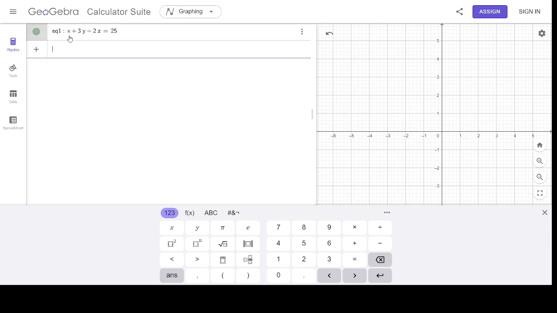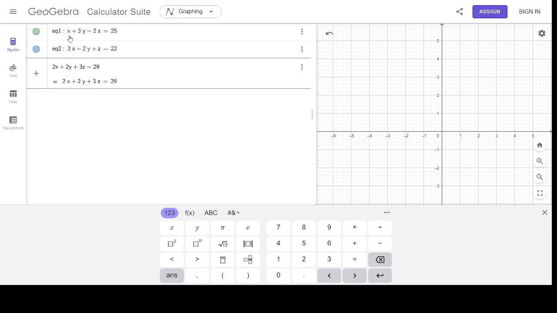And the second one, let's have something like 3x plus 2y plus z is equal to 22. Then the last equation is 2x plus 2y plus 3z is equal to 29.